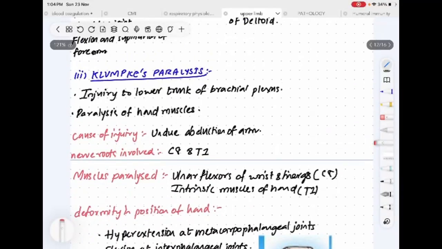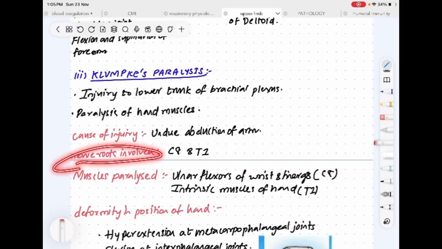Okay, now Klumpke's paralysis. This Klumpke's paralysis is the injury to the lower trunk of the brachial plexus. Erb's is because of the upper trunk, this Klumpke's is because of the lower trunk. So in this there is mainly paralysis of hand muscles. Now what is the cause of injury? It is due to undue abduction of the arm, the inappropriate abduction of the arm.